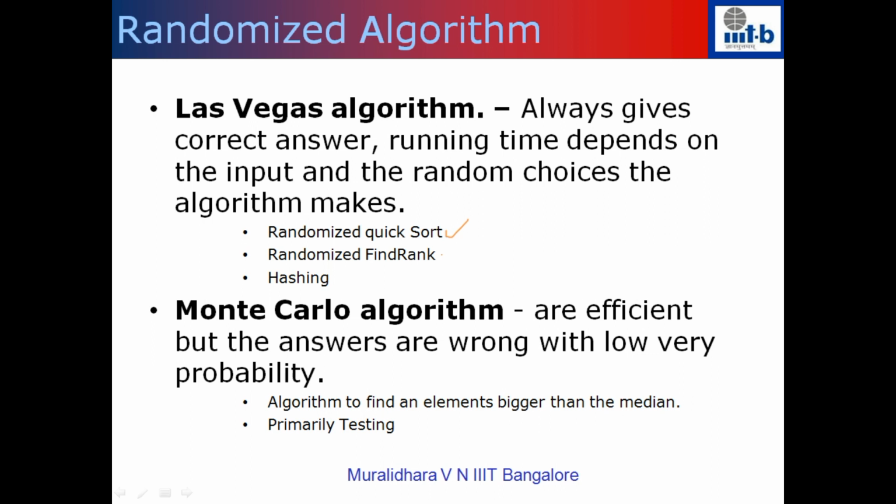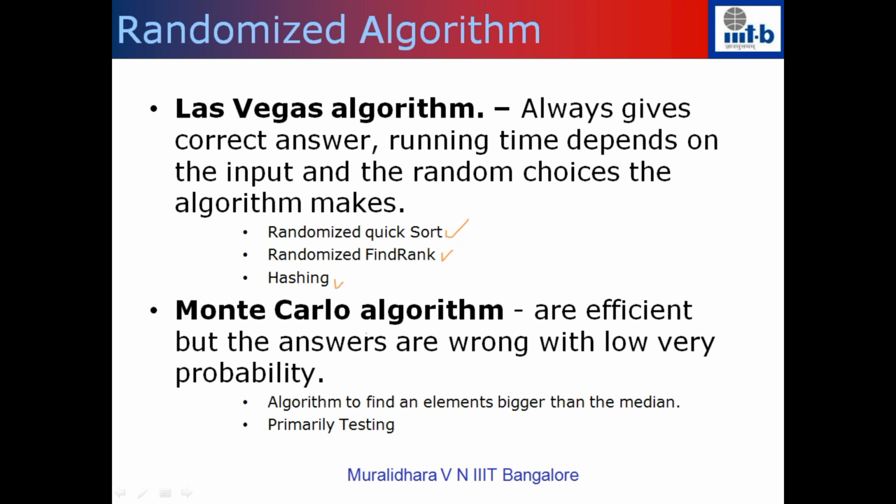In the next video we will also look at a linear time algorithm for finding rank, which on average is going to be linear time, but in the worst case this can be order n square. We have also seen another data structure called hashing, which on average does very well. The algorithm always gives the correct answer, but the running time in the worst case can be very bad, while on average these are very good compared to the corresponding deterministic algorithms.